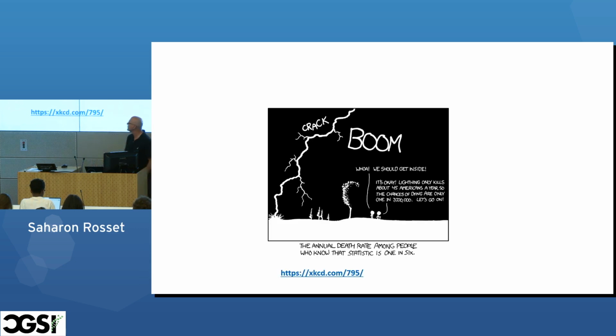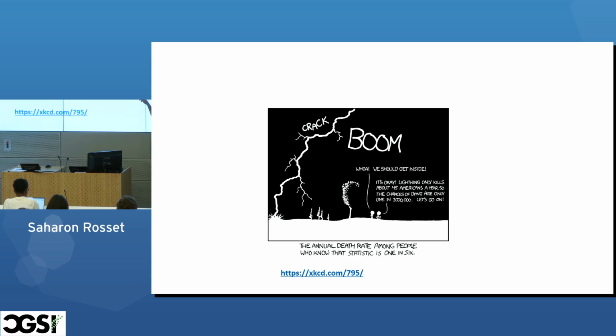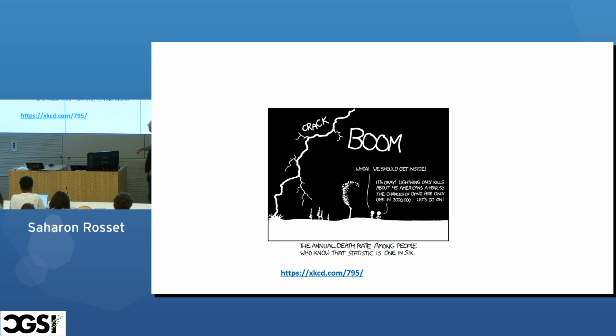And I found a really nice XKCD comic that says that out of the people who actually know the statistic that only 1 in 7 million people die from lightning, the actual death rate is 1 in 6, because these are the people who are always running out in bad weather. So this is really about conditional probability, and most of what we're going to be talking about is conditional probabilities and taking into account the relevant conditioning and doing it correctly.